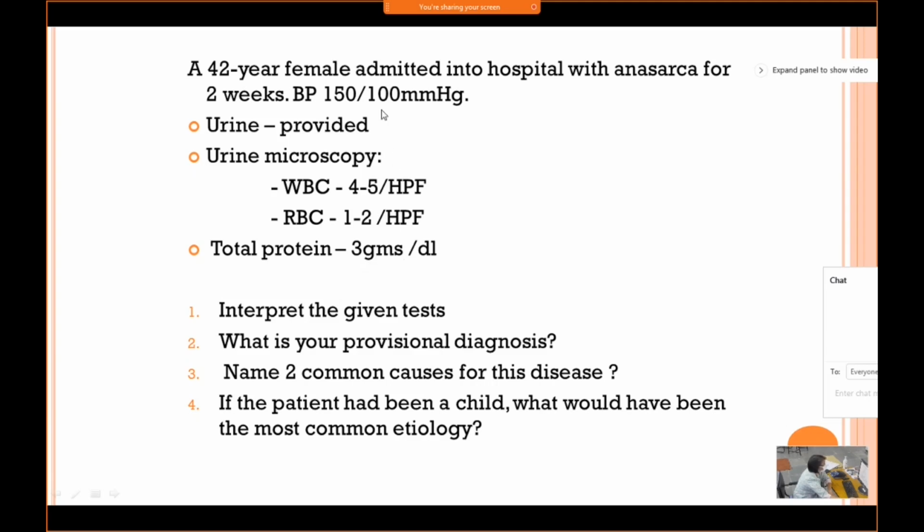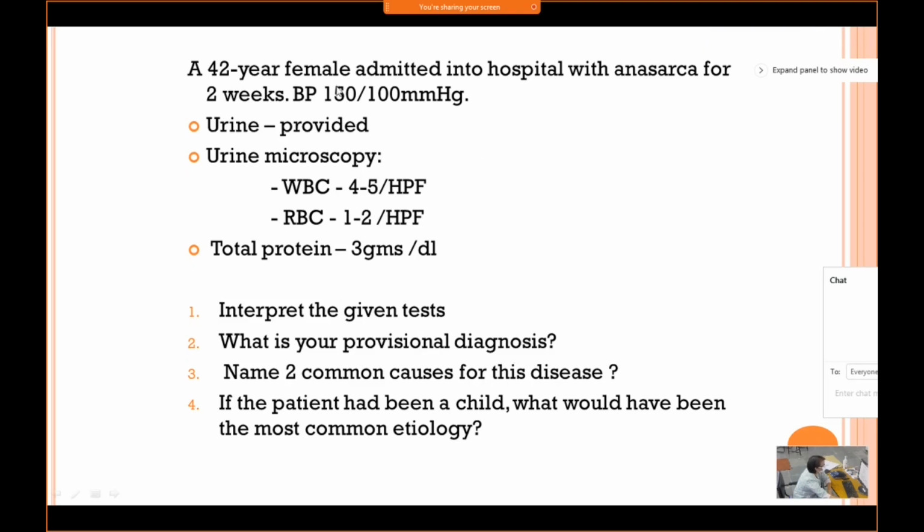So she has got hypertension and she has got lots of protein in the urine. So you should again think along lines of nephrotic, maybe mixed with a little bit of nephritic, but in this case, because the protein is 3 grams per deciliter and the other urine microscopy is not very significant, and the urine provided here will be giving you massive proteinuria, 4+. So we expect you to interpret the test. Your provisional diagnosis will still remain nephrotic syndrome.